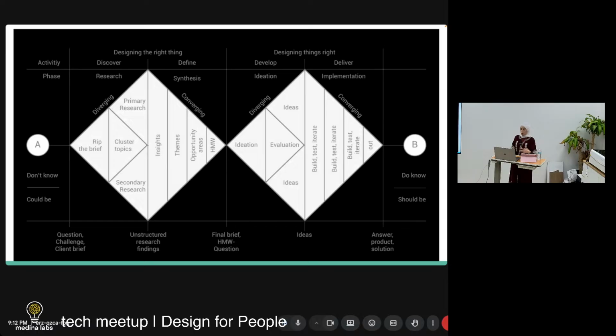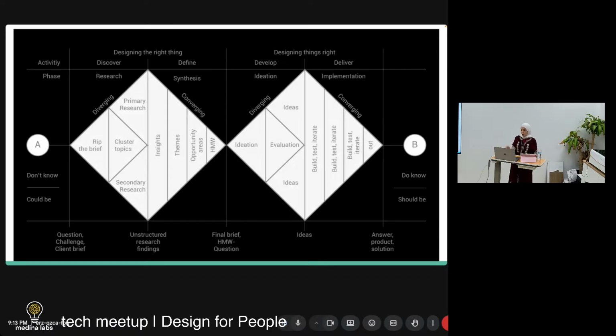You try to identify what the issue is that you're trying to solve. And with the define phase, you start to converge, where you come up with the insights, themes, opportunity areas, and questions. So the second diamond is now designing things right.